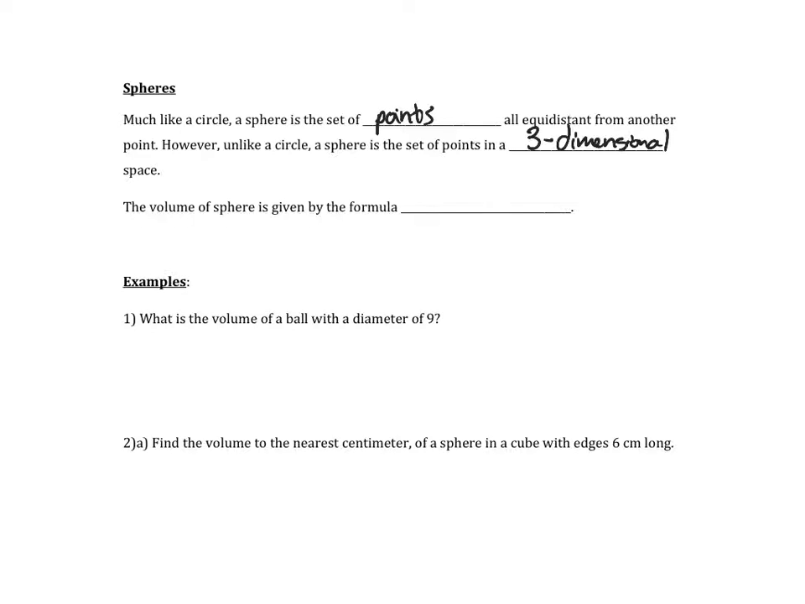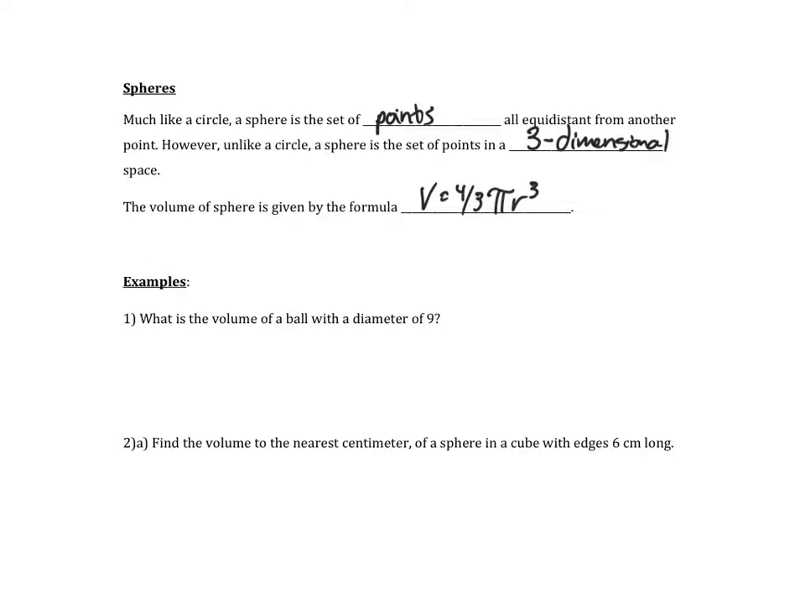And the volume of a sphere is just given by 4/3 pi r cubed, right? R cubed is a three-dimensional space, so we need to be cubing it. All right, so a couple quick examples, and then that'll be it.